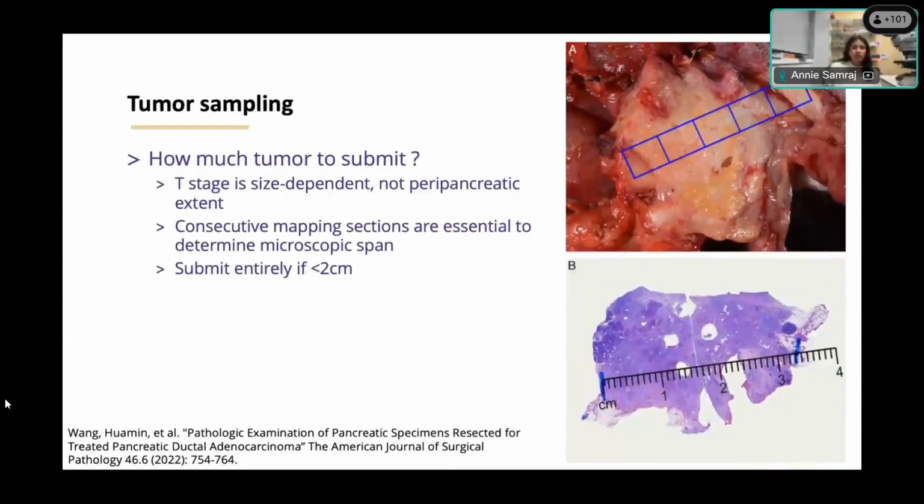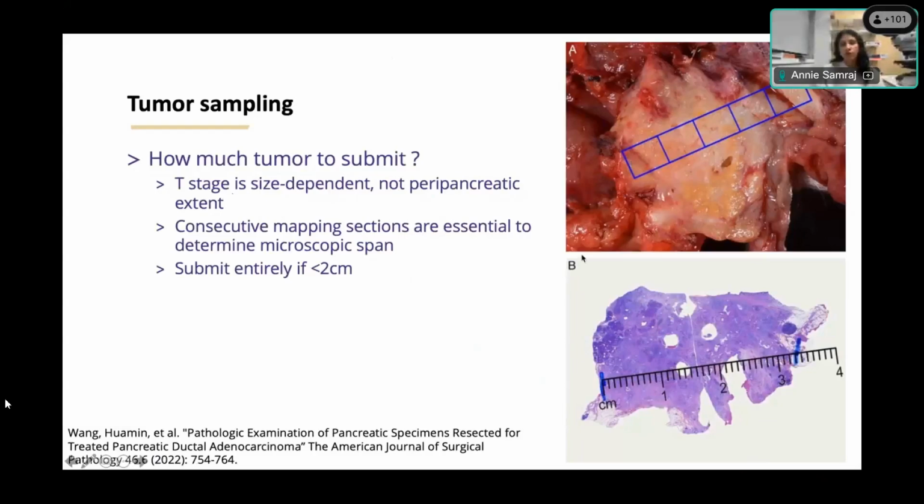Okay, so how much of the tumor should we submit? So the T stage is size dependent, not peripancreatic extent. Before the 8th edition of the AJCC, which came out in 2018, the T stage was dependent on the extent of the tumor. So does it go into the peripancreatic tissue? But since 2018, we've switched to size for the T staging. Because this is size dependent, it's important to get an accurate size determination.